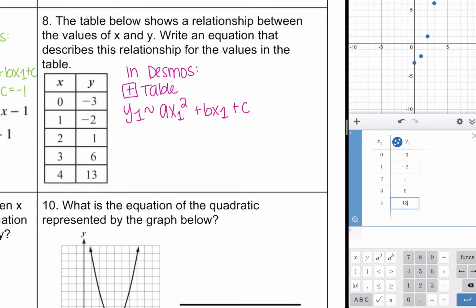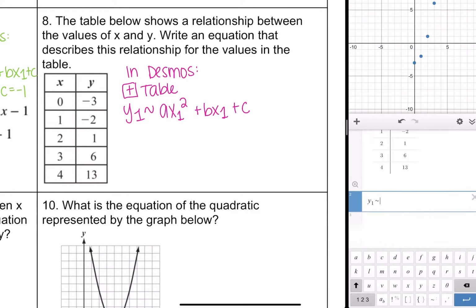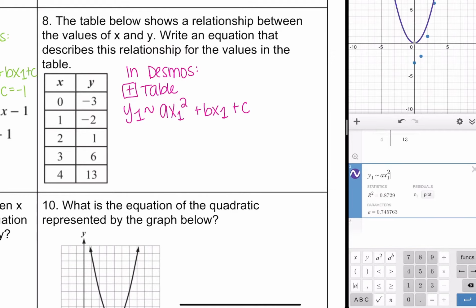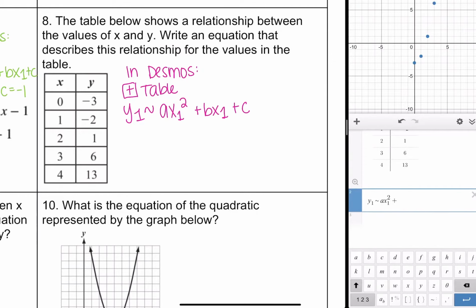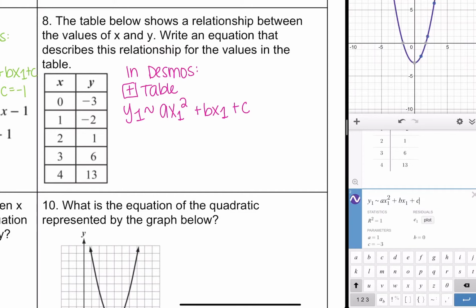All right, now we want to get the quadratic equation from this, so we're going to tell Desmos to give us the a, b, and c value of the equation in standard form. So we're going to do y1 squiggle ax1 squared plus bx1 plus c. And that gives us a, b, and c.